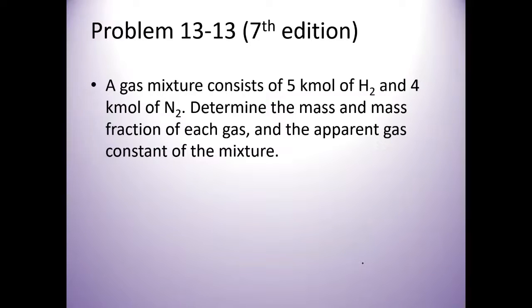You have a non-reacting gas mixture consisting of 5 kilomole of hydrogen and 4 kilomole of nitrogen. What is the mass and mass fraction of each gas and the apparent gas constant R of the mixture?